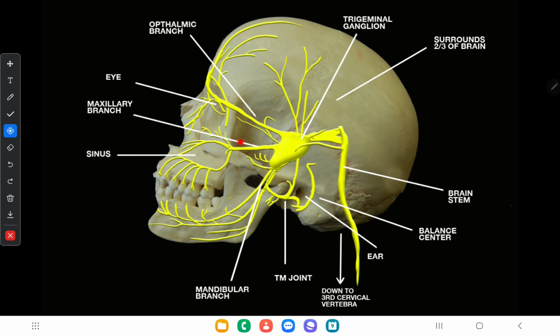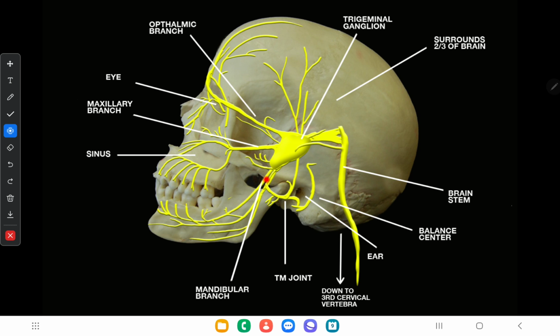Then the maxillary nerve. The maxillary division is a purely sensory nerve. It enters the lateral wall of the cavernous sinus, and it occupies the lowest position of the wall of the cavernous sinus. It gives a meningeal branch to the dura mater of the middle cranial fossa and enters into the pterygopalatine fossa via the foramen rotundum.